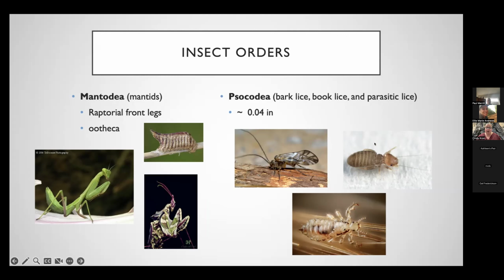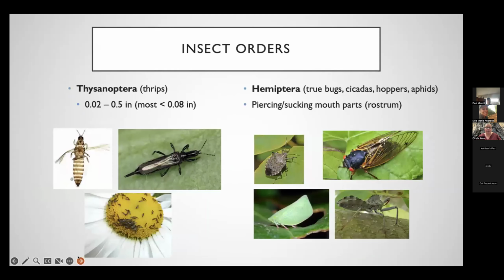Book lice, we often find in cardboard. When you're storing books or things that are in cardboard, say in the garage, you might open it up and find some book lice crawling out. They break down the glue in book bindings. So they're not an issue in agriculture, but they might be an issue in your home. But again, the focus here would be the bark lice that you can see in the field, that this is not a bad insect to have around. So it's not one that you're concerned about. It's not affecting your crop.